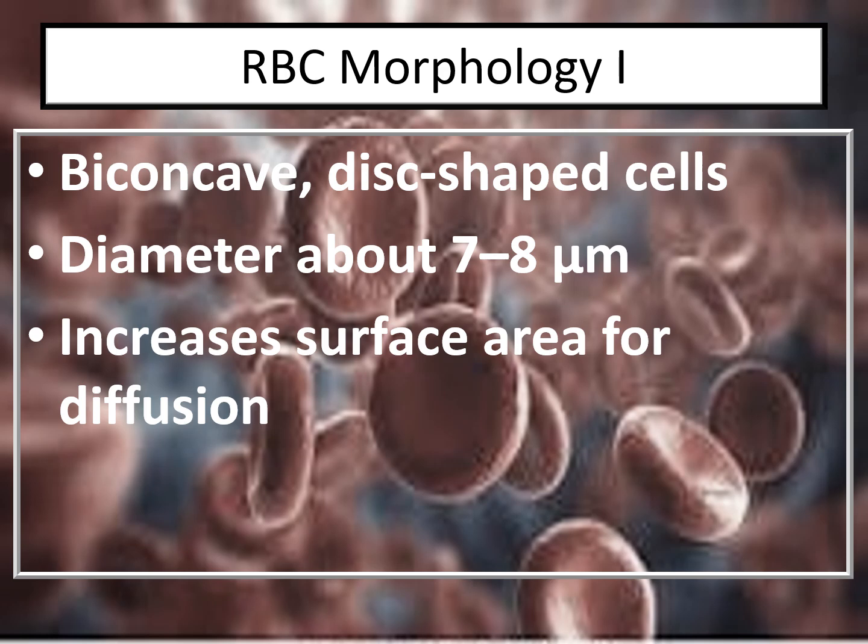Red blood cells have different morphologies. The main accepted morphology is that they are biconcave in structure, that is, a concave shape is present on either side. They are disc-shaped cells, and the diameter is about 7 to 8 micrometers. There will be an increased surface area which is required for diffusion.